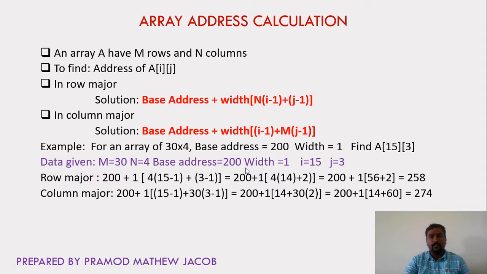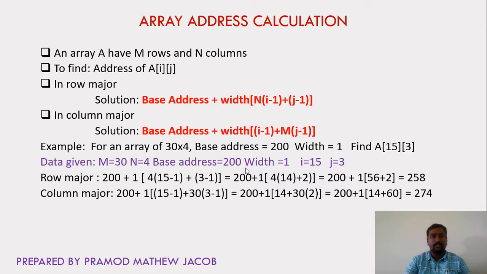That means if we are storing an integer value in the array, then the width will be 4 bytes. If we are storing characters in an array, then the width will be 1 byte. If we are storing a float value, then the width can be 4 bytes. So width represents the size required for storing a single element in that array. In column major scheme, base address plus width times (i minus 1) plus m into (j minus 1), where m represents the number of rows.